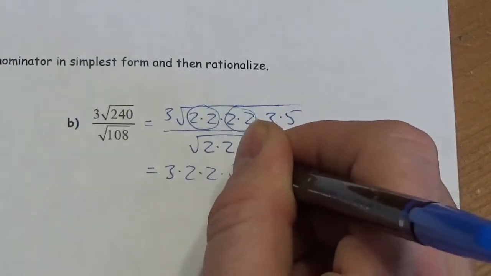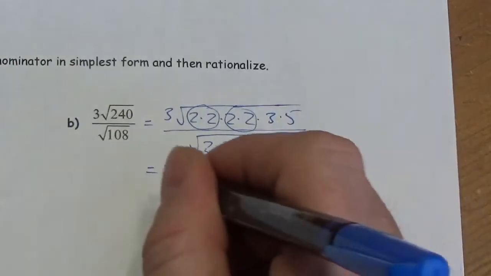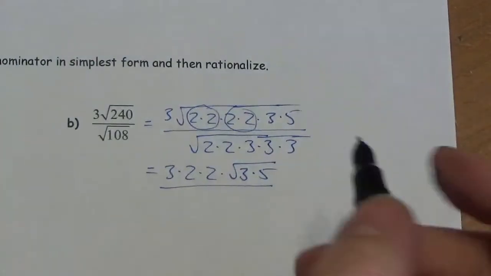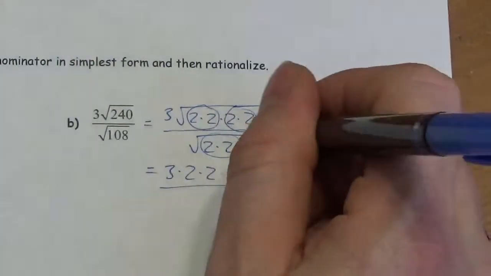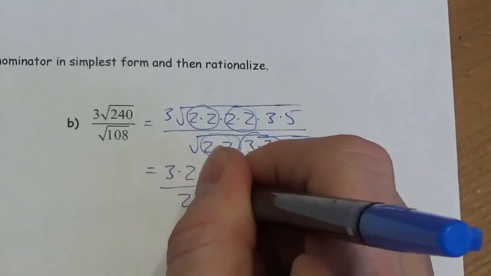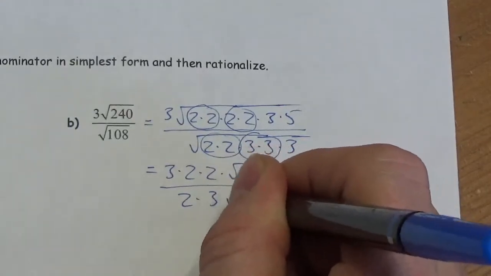And in the numerator, that's going to leave me with root 3 times 5. In the denominator, I'm going to take out a 2, and I'm going to take out a 3. And that's going to leave me with a square root of 3.